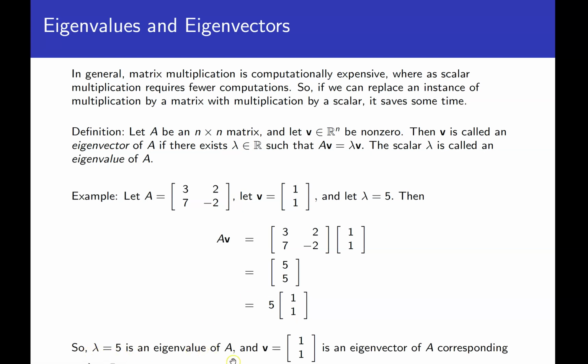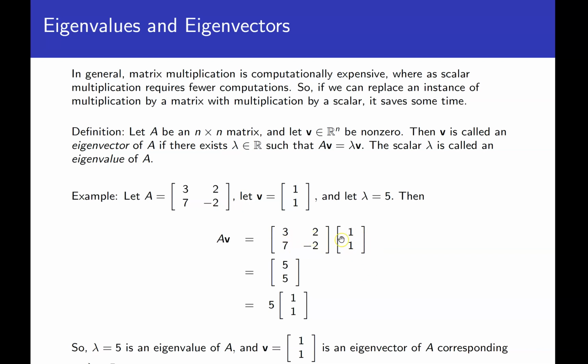So what this shows us is that lambda equal to 5 is an eigenvalue of A, and the vector V, 1, 1, is an eigenvector of A corresponding to lambda equal to 5. It's cut off on your screen where the recording is, so I apologize for that, but this should just say corresponding to lambda equal 5, because it's the eigenvector corresponding to the eigenvalue.